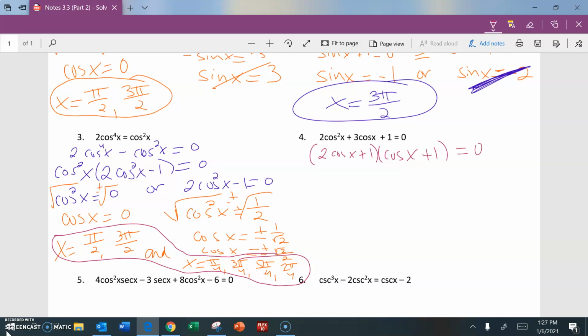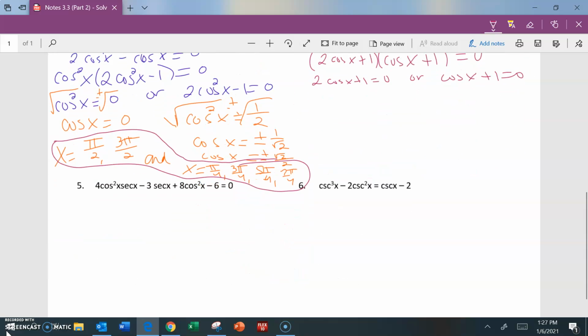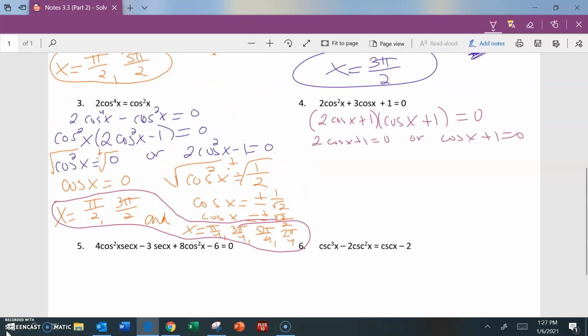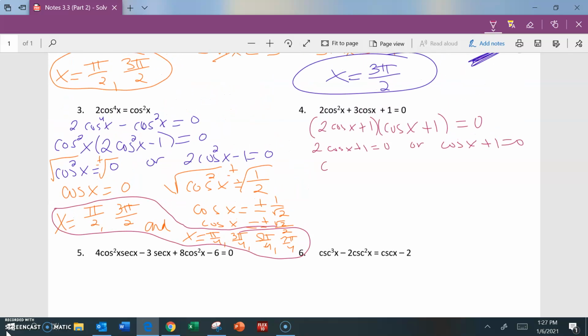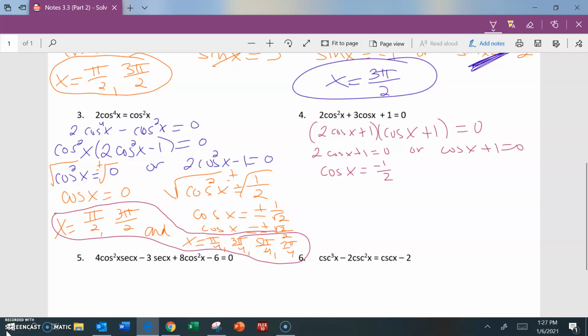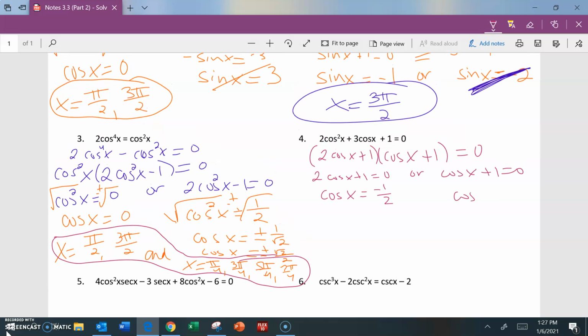And so once again, we want to break this up and look at each factor individually for that zero product property. So when will 2 times cosine of X plus 1 equal 0, or when will the cosine of X plus 1 equal 0? So here we're going to have, when will the cosine of X equal a negative 1/2, or when will the cosine of X equal negative 1?